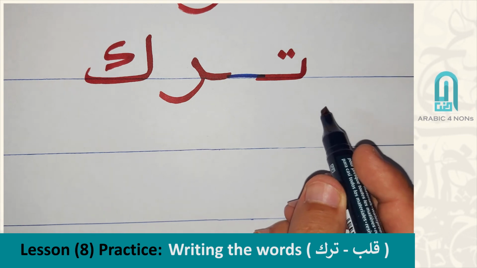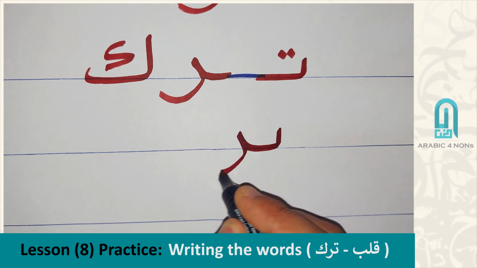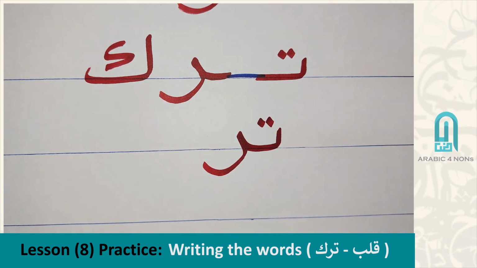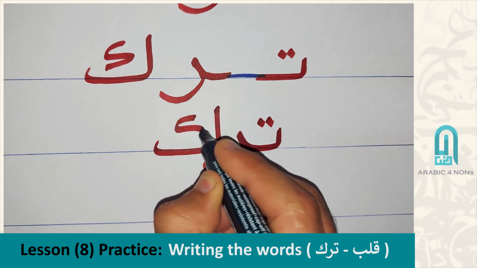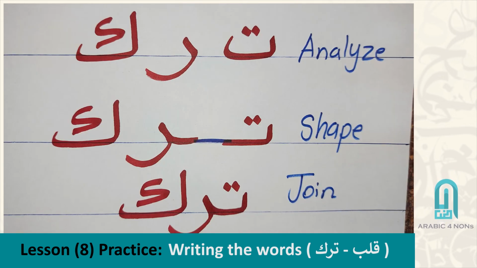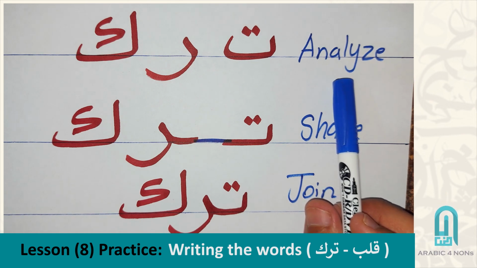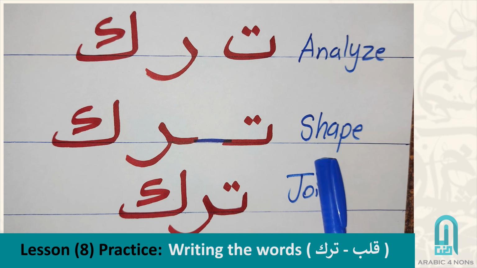So let me do it all in one step. The first one, T. The second, Ra. And the third, K. And that's it. This is the word. So the steps again are to first analyze the word into its components, then shape each one of those letters to its face, whether it's a start face, a middle, or a tail face, and lastly, join.